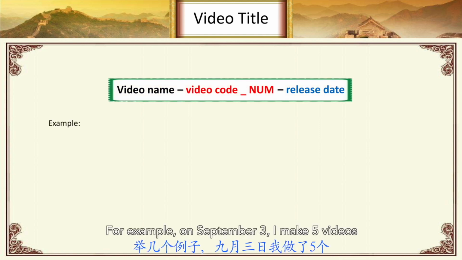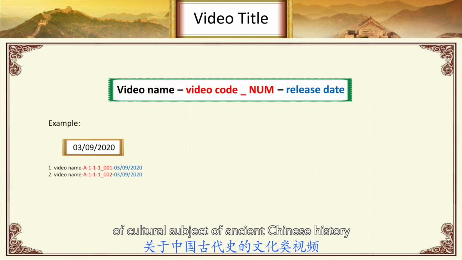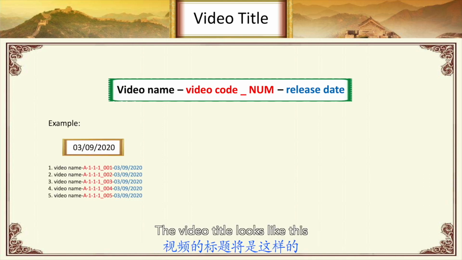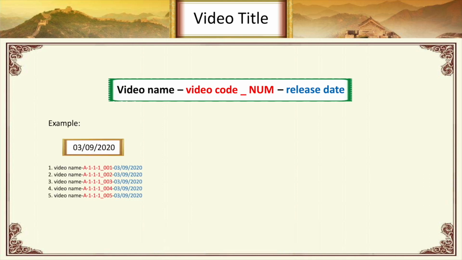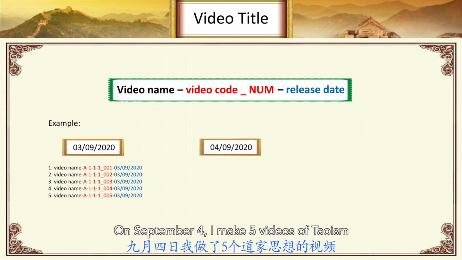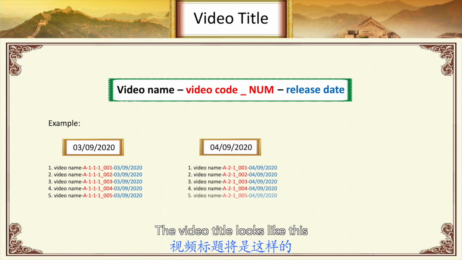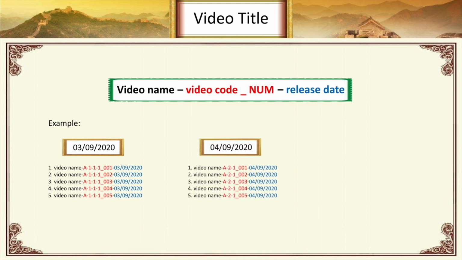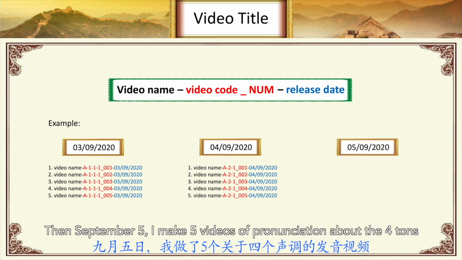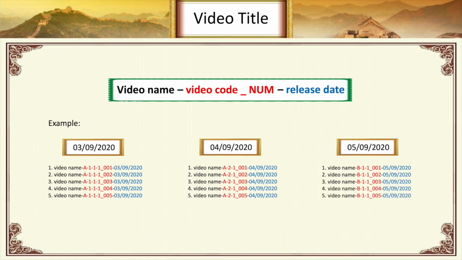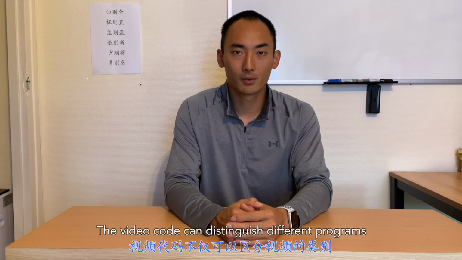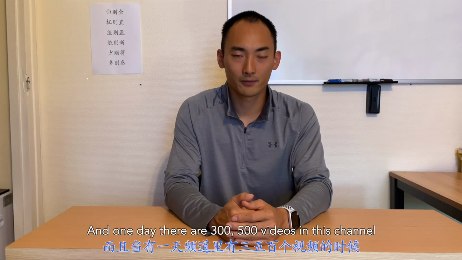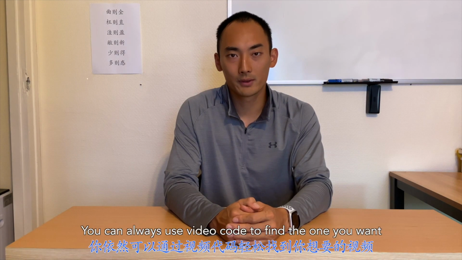For example, on September 3, I make 5 videos of cultural subject of ancient Chinese history. The video title looks like this. On September 4, I make 5 videos of Taoism. The video title looks like this. Then September 5, I make 5 videos of pronunciation about the 4 tones. The video title looks like this. The video code can distinguish different programs, and one day when there are 300, 500 videos in this channel, you can always use video code to find the one you want.